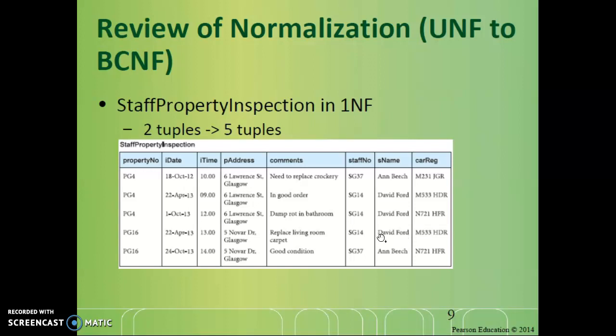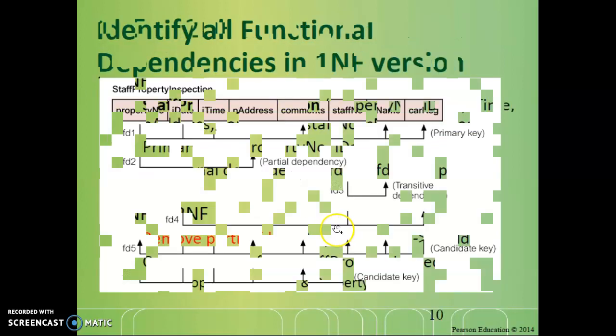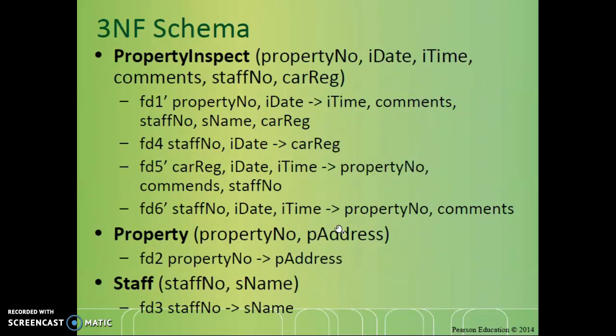Here staff are assigned the same car for the whole day, and staff could inspect more than one property on the same day. That is, if we know the staff number and inspection date, we can identify only one car. But what is a candidate key? A candidate key should identify every row, that is every property detail in the table. But that is not happening in this FD4. So staff number, IDate is not a candidate key.